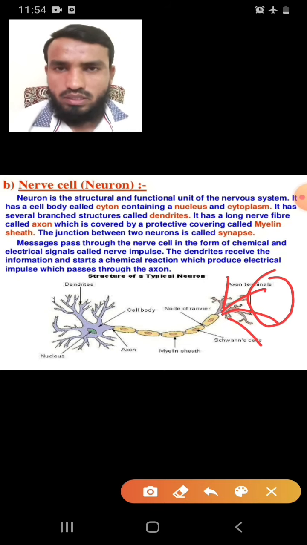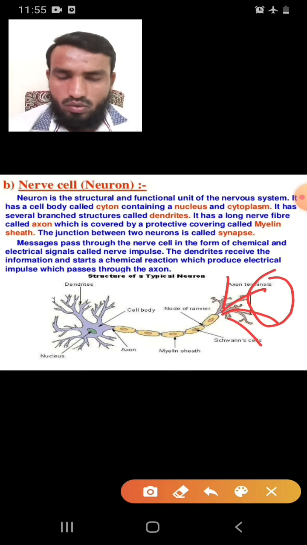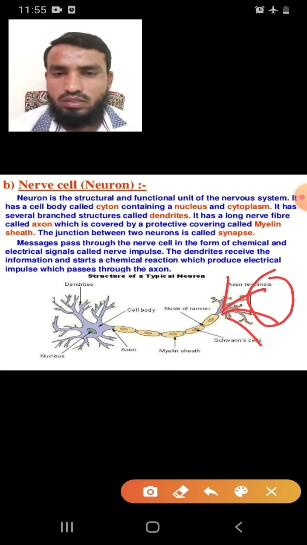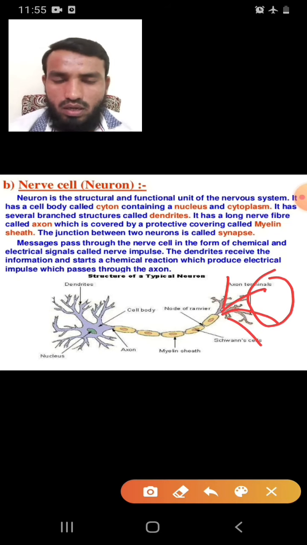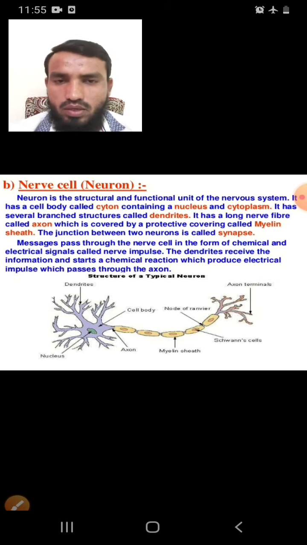That is actually the junction. From there one neuron is attached to another neuron, with the last ending of the nerve ending attached to the next cell with its dendrites or cell body. So that is called a synapse. That is the point of junction. So structurally, we have seen what a neuron is.